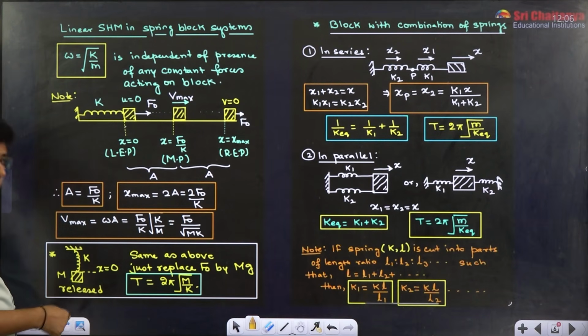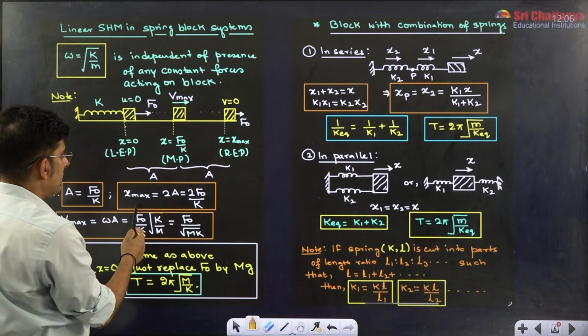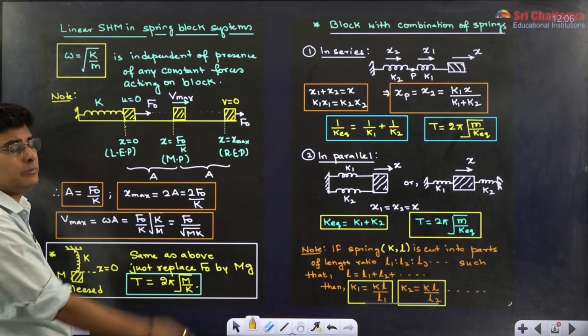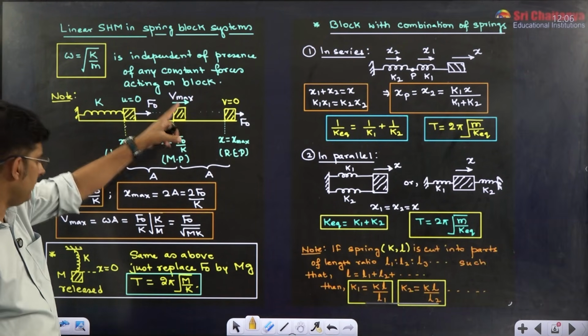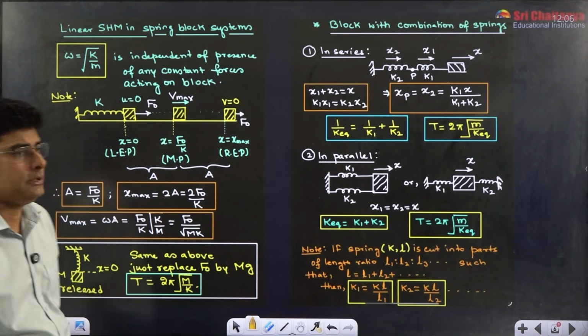If they ask what is the maximum elongation in the spring, very simple, the maximum elongation was 2 F naught by k, here you will write 2 mg by k. Okay. So everything will be the same, just replace F naught by mg.